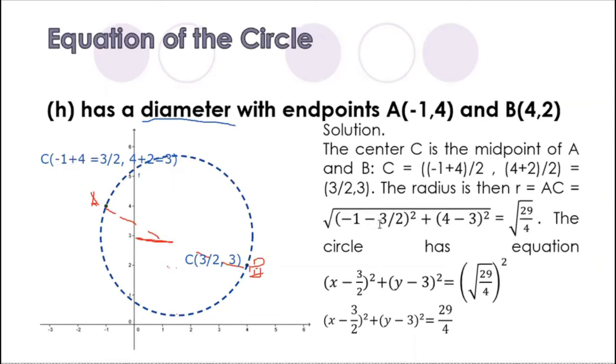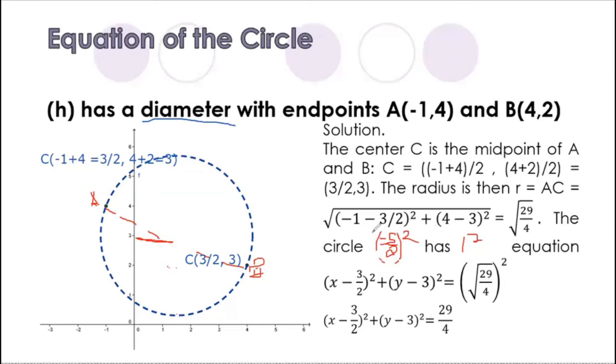Then, pag directly kinompute natin, negative 1 minus 3 halves ay equivalent to negative 5 halves. Okay, tama? Negative 5 halves. Pag in-square mo yung negative 5 halves, ito yung sa x part. Then, ito namang 4 minus 3 is 1. I-square pa natin yan. So, pag in-square mo itong negative 5 halves ay magiging 25 over 4.